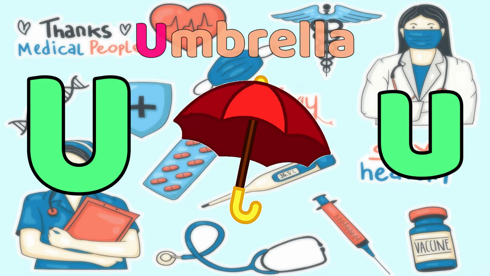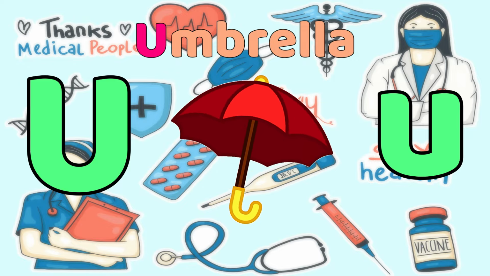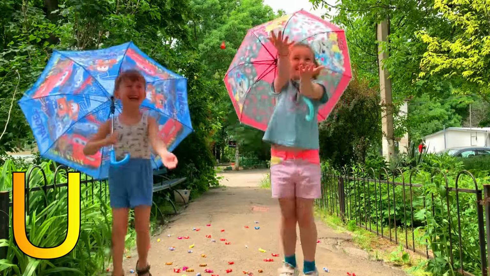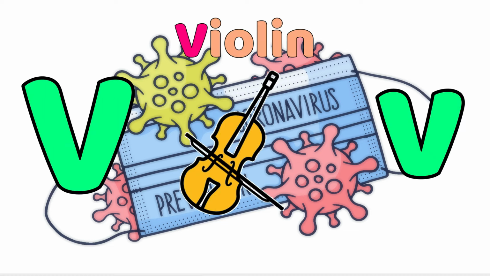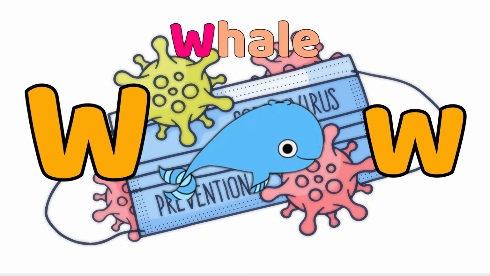U is for umbrella. Umbrella. U, umbrella. V is for violin. Violin. V, violin. W is for whale.